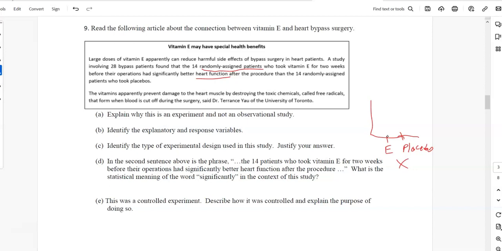The second sentence above, the phrase, the 14 patients who took vitamin E for 2 weeks before their operation had significantly better heart function after the procedure. What is the statistical meaning of the word significantly in the context of this study?